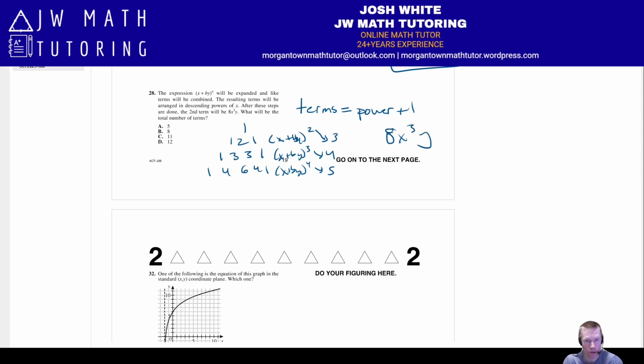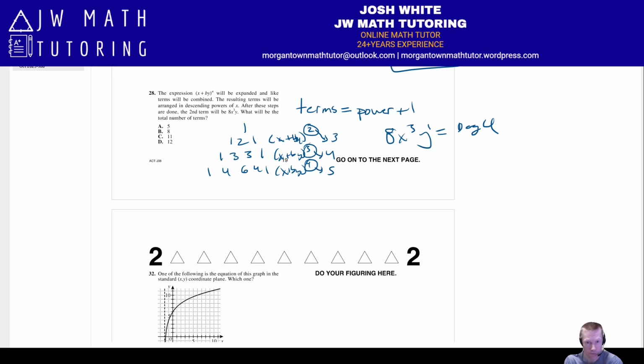Each of these terms also will have the same degree in total, because there's an x and a y, as the power up here. So in other words, for the (x + y) squared, each term is going to have a total degree of 2 among all the variables. And same thing for the cubed, each term is going to have a degree 3. So here, the total degree is just 4, because we have a 3 plus a 1.